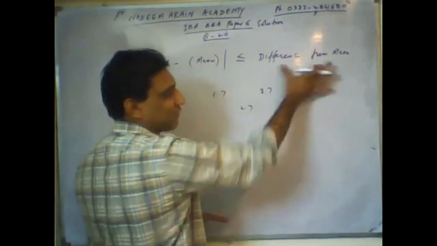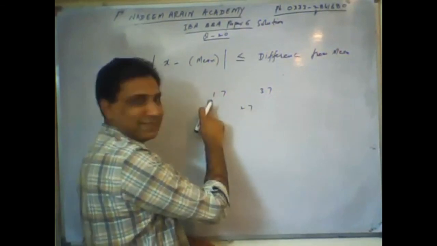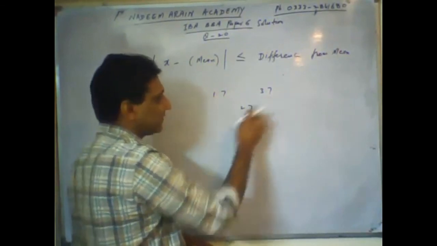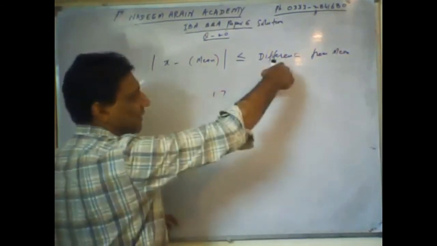Okay, so this will be the mean value, and absolute value of x minus mean is less than or equal to the difference from the mean. So what is this? 27 minus 17 is 10, and 37 minus 27 is 10. So the difference is 10. Okay, this difference is 10, so you will write 10 here.